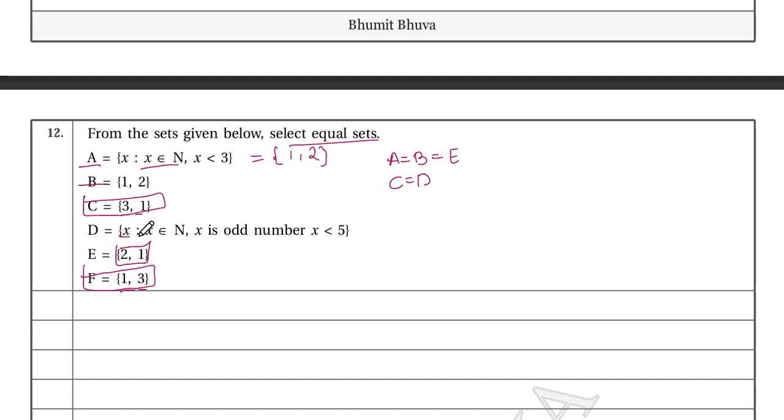And set D, x such that x belongs to natural number, x is an odd number and less than 5. So natural, odd and less than 5. So natural number less than 5 is what? 1, 2, 3 and 4. Now we want odd numbers only. So 2 and 4 will be removed. So which numbers will remain? 1 and 3. So set D is nothing but 1 and 3, which is same as C and F set. Yeah, C, D, and F. These three sets are equal. C, D, and F. Okay.